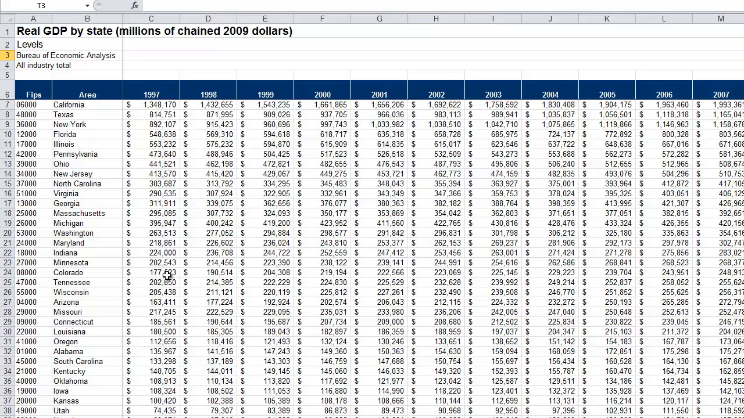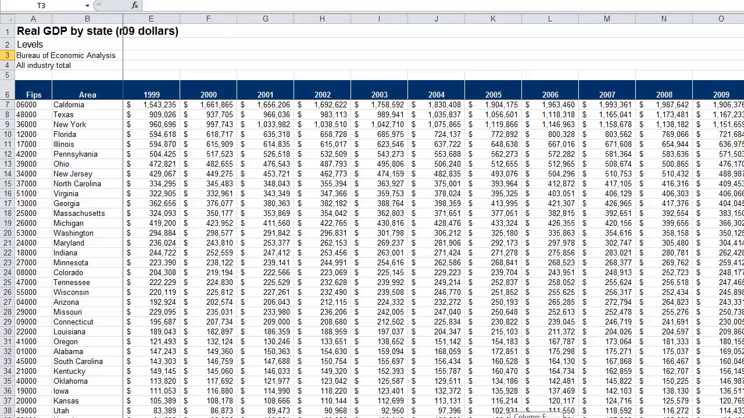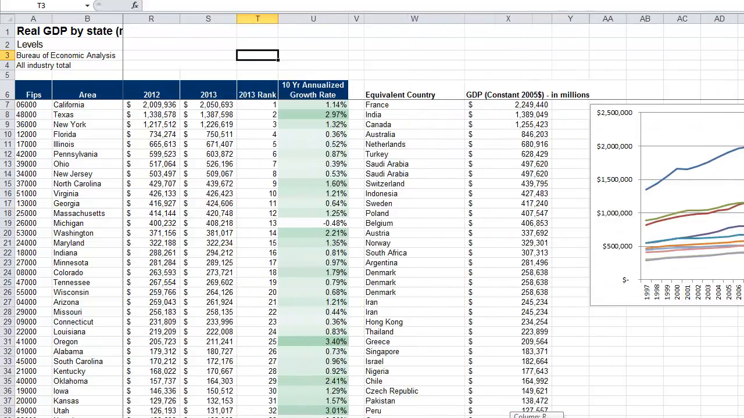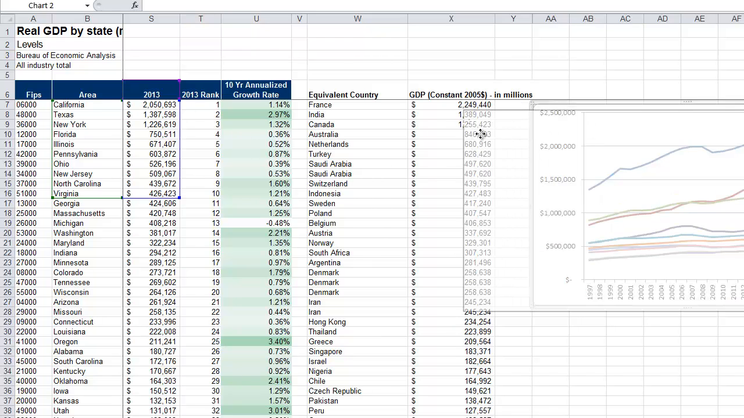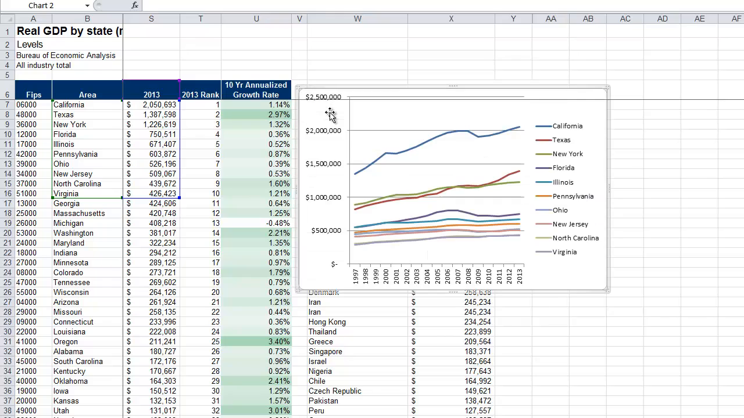You can see it all listed out here. That way we can get a sense for what's going on over time in the top states, and these are currently sorted by 2013 real GDP. So let me scroll this over here real quick, and that way we can just focus in on one year here. And let me pull this over here so we can look at the chart.